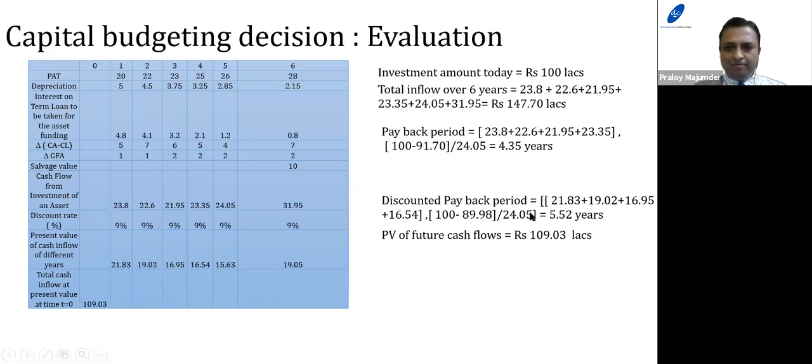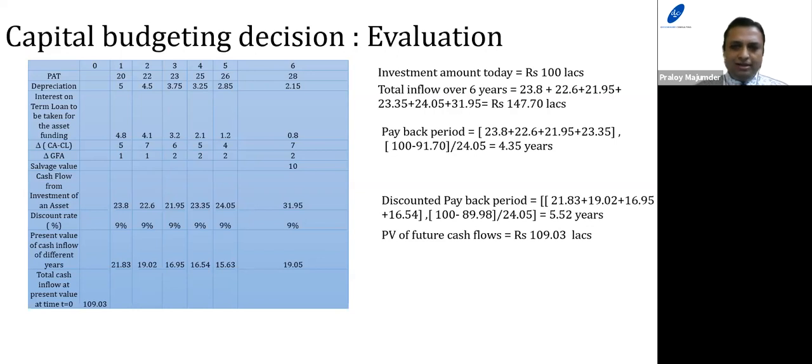Another is the discounted payback. That means you are calculating the discounted cash flows. So you are saying that, okay, in 5.52 years, you are recovering the amount. But this is also not a scientific method, because why? It does not give you an idea whether it is generating sufficient return or not. So to get that, we use two evaluations.